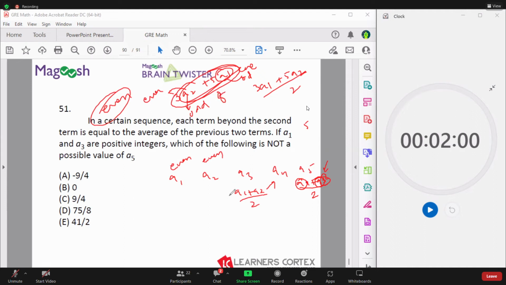So when we compare options, only the D option is satisfied because 75 is an odd number. We should get an even number in the numerator. Yes, the answer is correct.